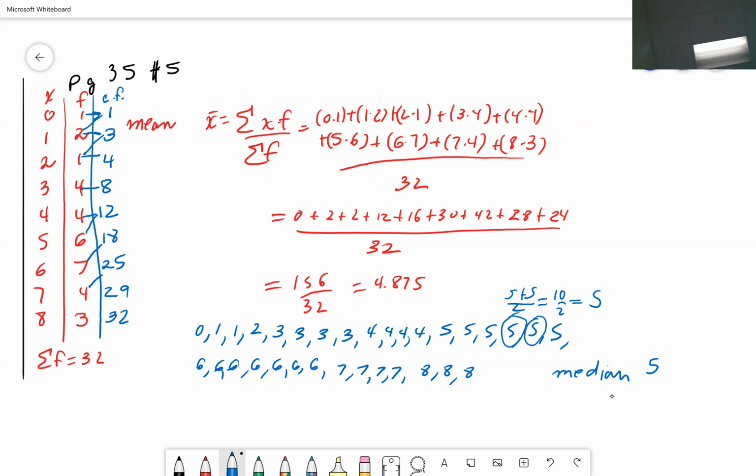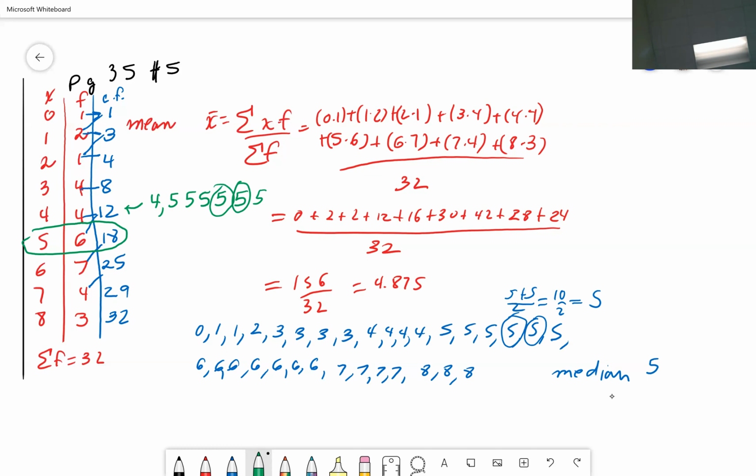So where does 16 happen? Think about it. When you have the 4 here, 12, 13, 14, 15, 16, 17, 18. You see that? So it's this one and this one. Add them and divide by 2. That's your median.